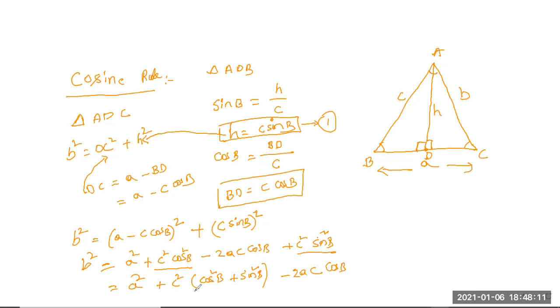So what you will get here? What is cos square B plus sin square B? 1. So you can write b square as A square plus C square minus 2AC cos B. This is nothing but the cosine rule.